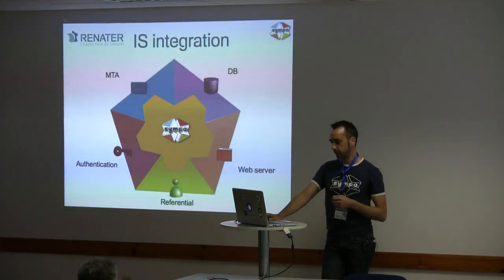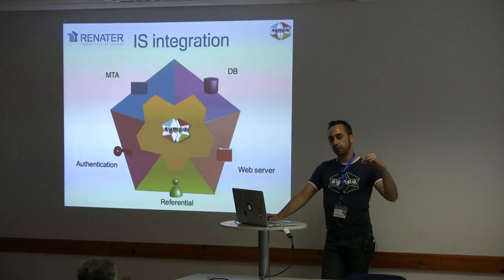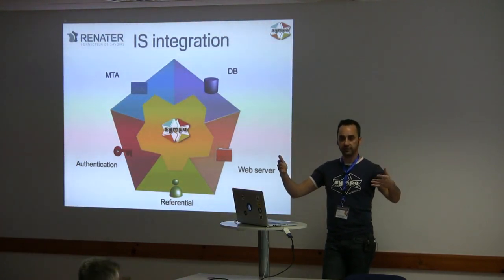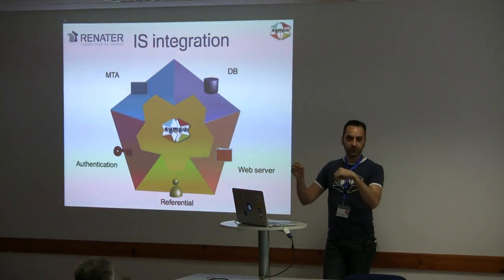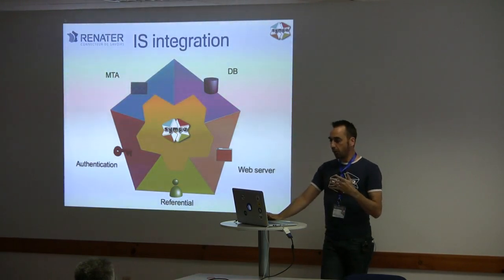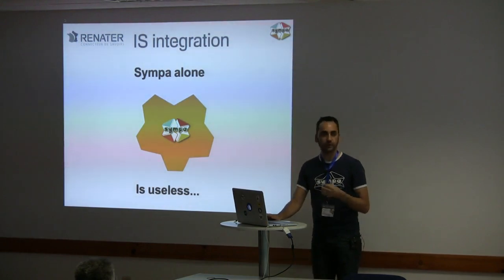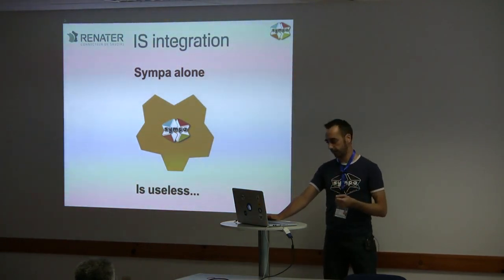So, you see, it's aimed at working with all these pieces of software. Because Sympa was created for universities. Universities are big organizations with important information systems. So, really quickly, it had to interact with all these pieces of the information system. So, more or less, Sympa alone, it's ugly and it's useless. You need all this around it. And that's the main purpose of Sympa.